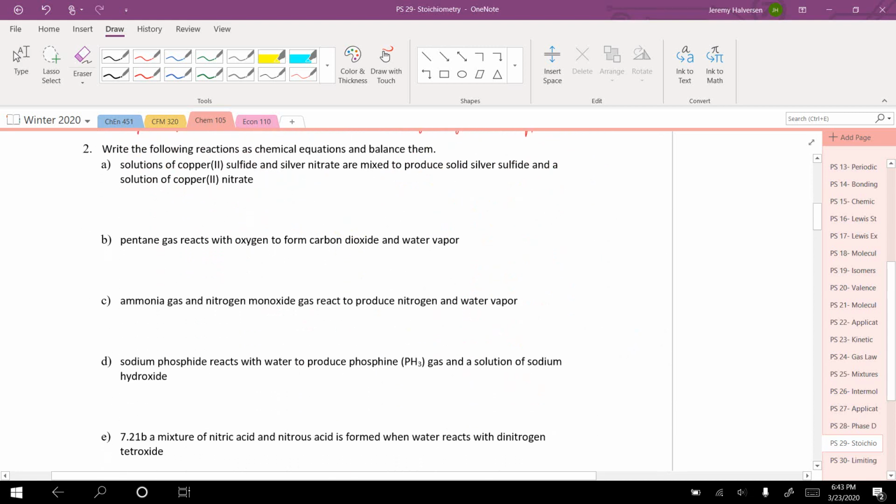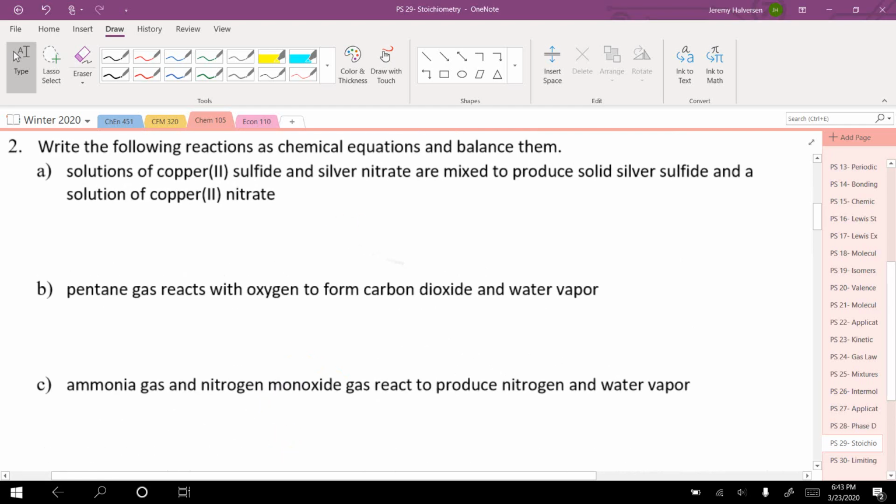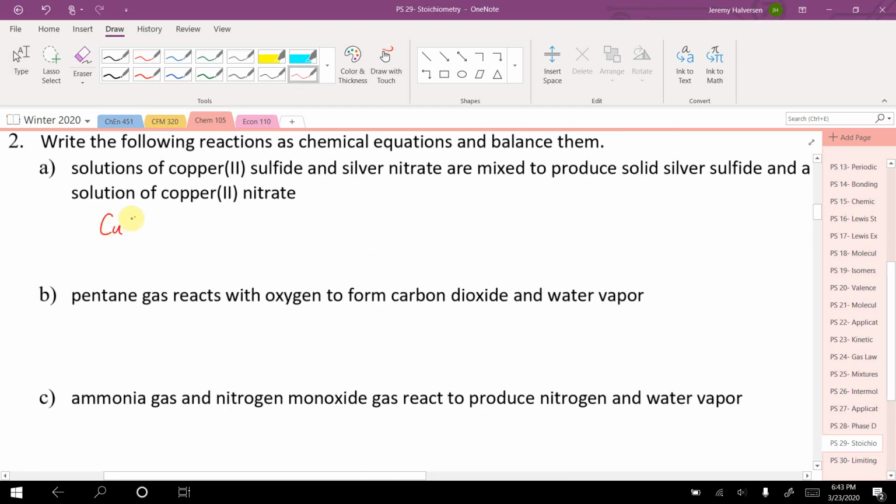Okay, write the following reactions as chemical equations and balance them. So this is going to test some of our memory of naming. So let's take a shot at it. Solution of copper(II) sulfide. So copper(II) sulfide is that. And it tells you that it's a solution. That means aqueous. Aqueous means dissolved in water, and that's what we'll take solution to mean. Copper(II) sulfide plus silver nitrate. Silver is Ag, nitrate is NO3, and that's also a solution.